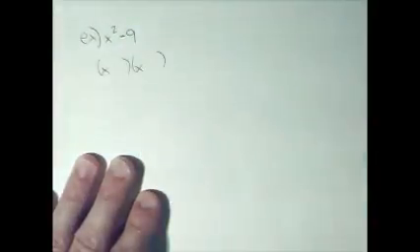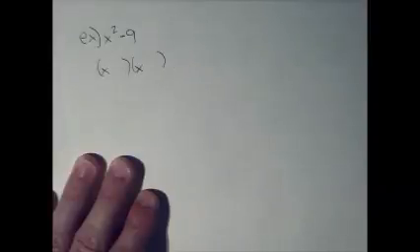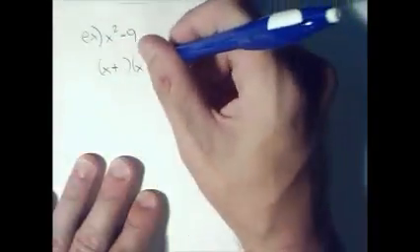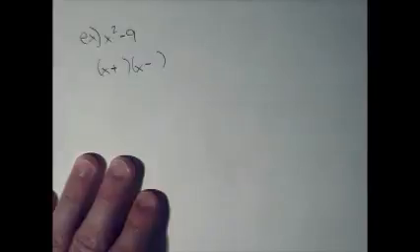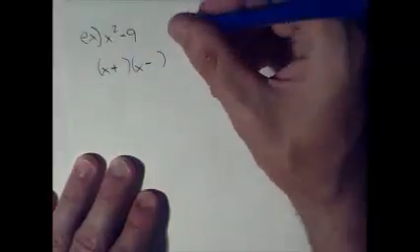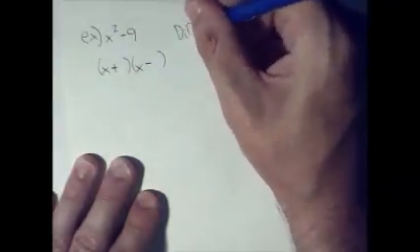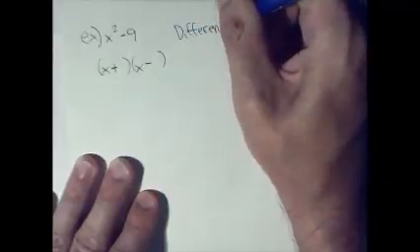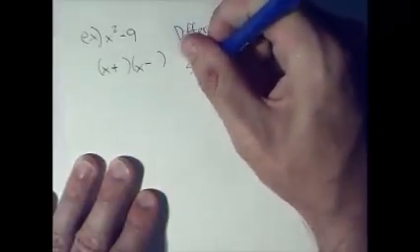X and x is still going to give me an x squared. But remember what caused that middle term to cancel was the positive, negative, or negative and positive. It doesn't matter what order you put those in. But remember what we called this? This was when we had our difference of two squares. And when we look at this, there it is.